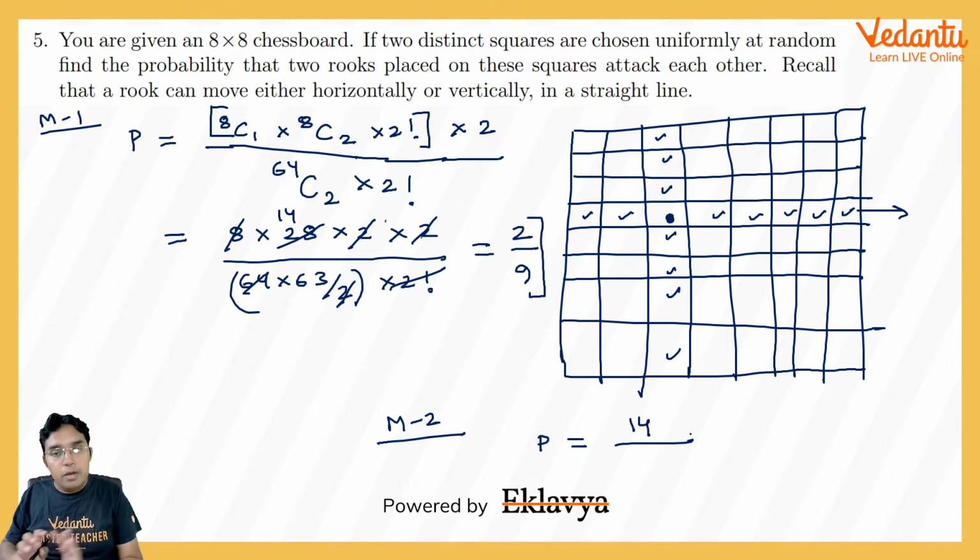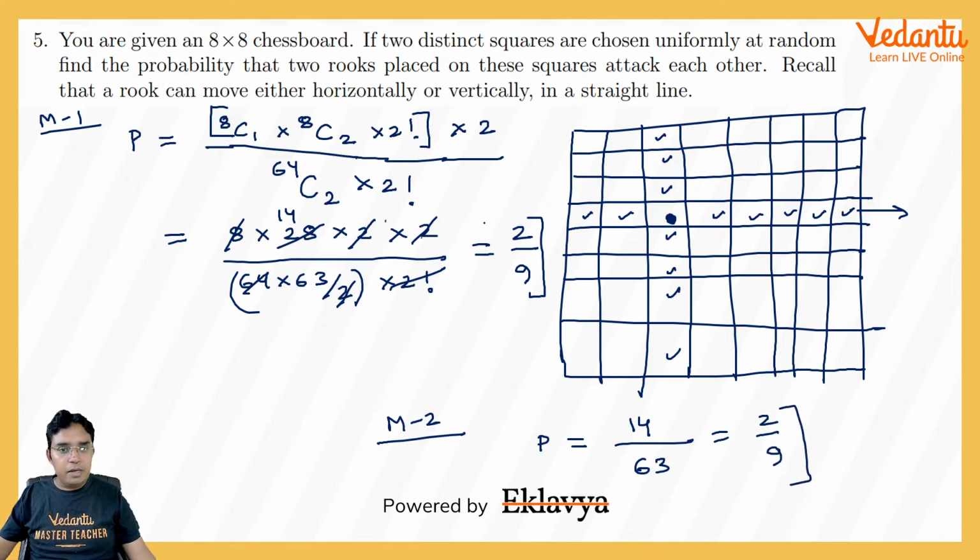But if I put it randomly without thinking anything, then I am having only 63 boxes because one place was already occupied by this rook, so only 63 out of 64. So here also you can check, it comes out to be 2 by 9. I think this is a little easier, isn't it? But this is also good.